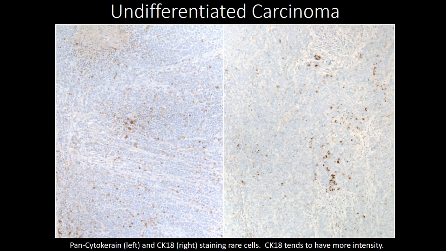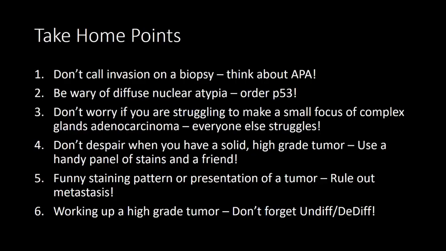So that's it. Those are the 6 things that I would like you to take home from this little talk. Again, if you see a biopsy with invasion on it, don't call it. Think about APA first. If you have a lot of nuclear atypia in a sample, order your P53 and don't just automatically bump your FIGO grade. If you're struggling to make a small focus of glandular crowding in adenocarcinoma, don't worry. Everybody else has trouble with that. Just develop your own criteria and stick to it. And know that there's somebody out there that will probably agree with you.